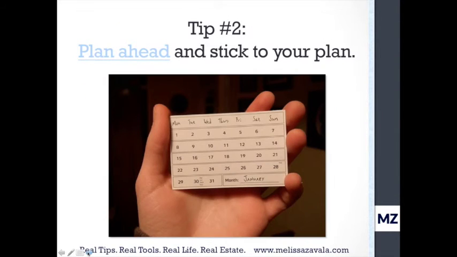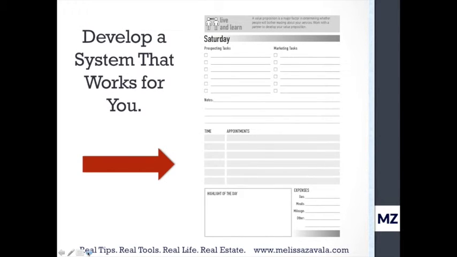Plan ahead and stick to your plan. I've given you the plan. You just need to stick to it over and over and over. I've already shown you an example of how I used weekly newsletters. It took me 5 years, but I planned ahead and I stuck to my plan. I was able to convert that individual. Develop a system that works for you.